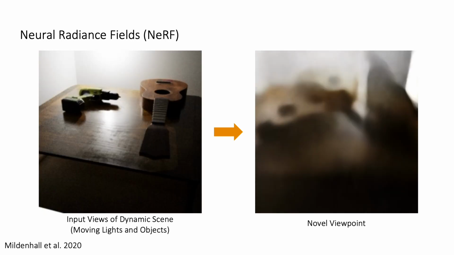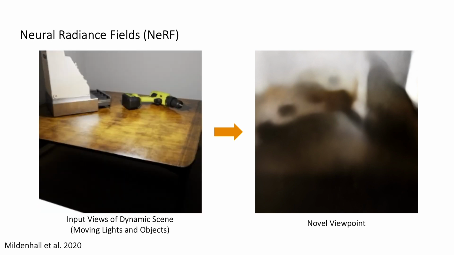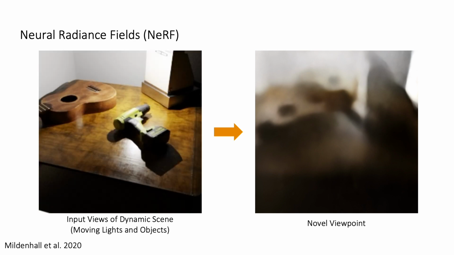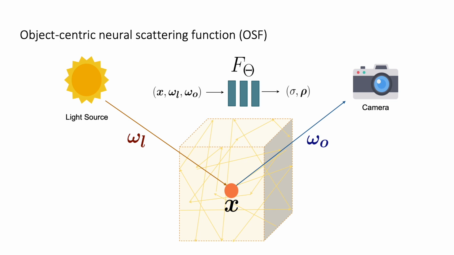For dynamic scenes where objects and lights can move and the light transport changes, a NeRF would have to be trained separately for every new scene configuration. We propose to decompose the rendering problem into two components, per object light transport and per scene light transport. For each object, we model how light bounces within a single object, such as light bouncing from the seat of a chair to the back of the chair. We approximate this with Object-Centric Neural Scattering Functions, or OSFs.